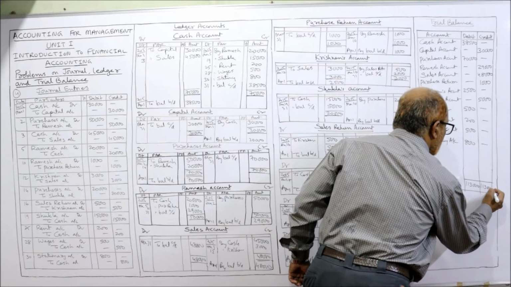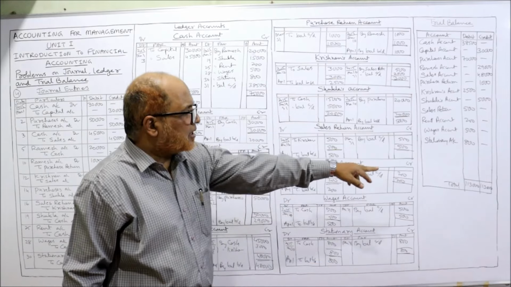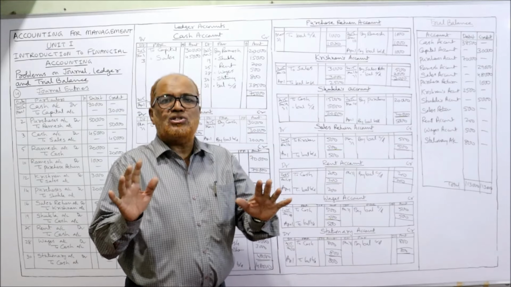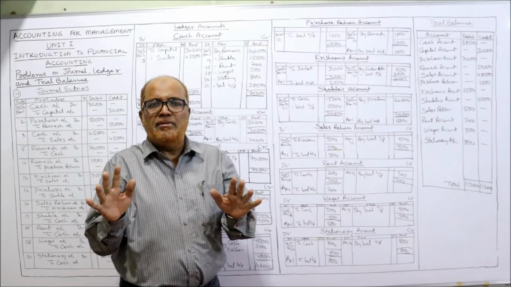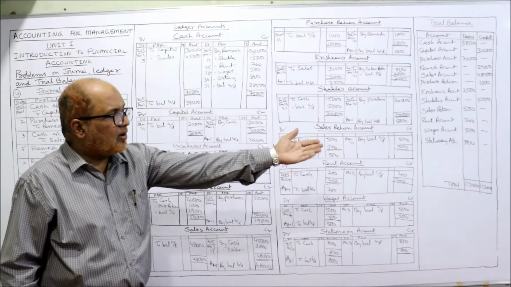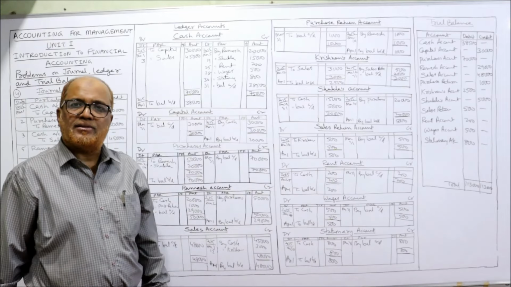1,13,000. So both the sides are equal. Debit side 1,13,000. Credit side 1,13,000. That means we have passed the entries and posted correctly. If we do not commit any mistake, then the trial balance debit side and credit side will tally. Here we got the same. That means we have prepared the accounts correctly. That's all.